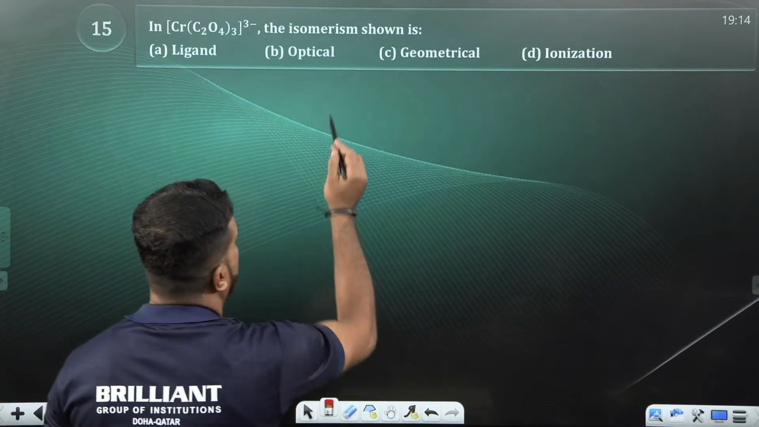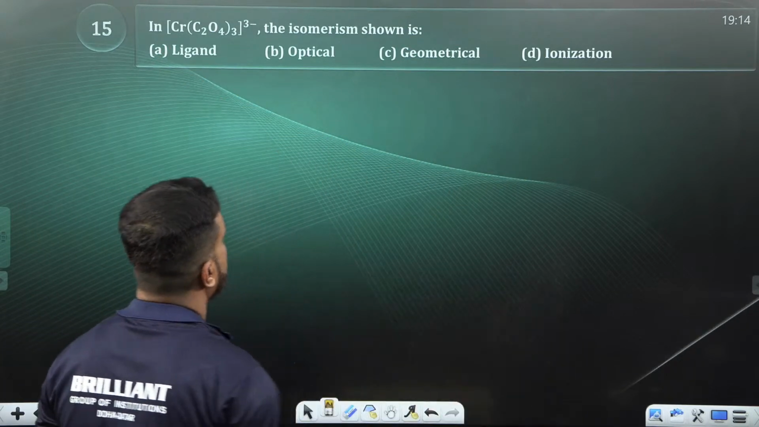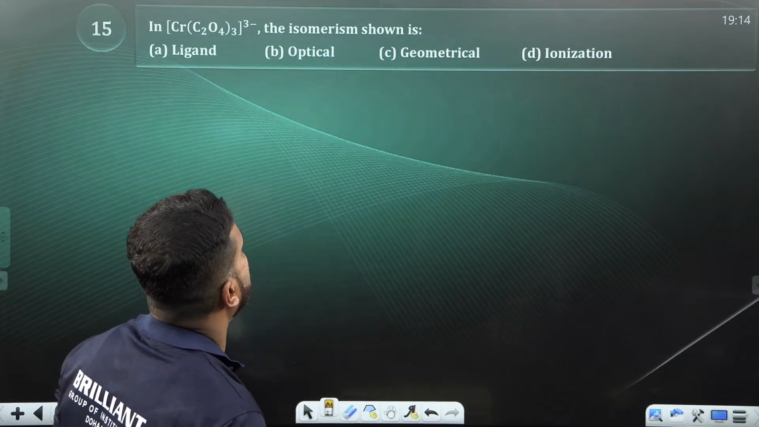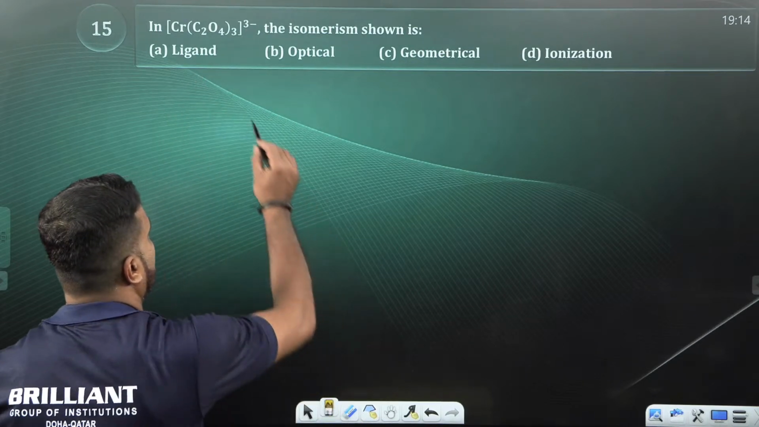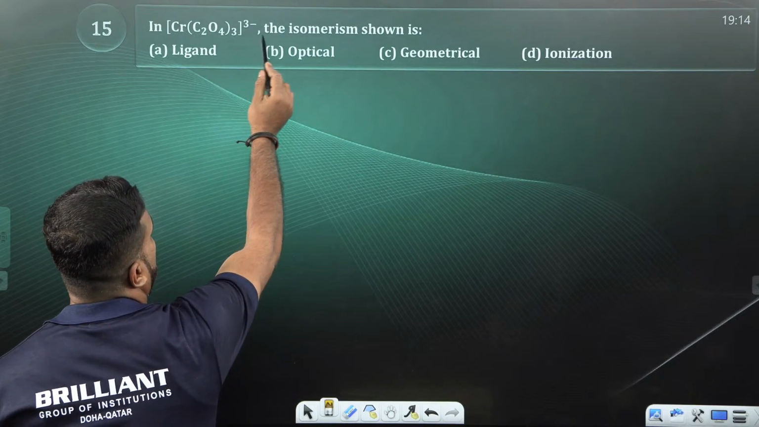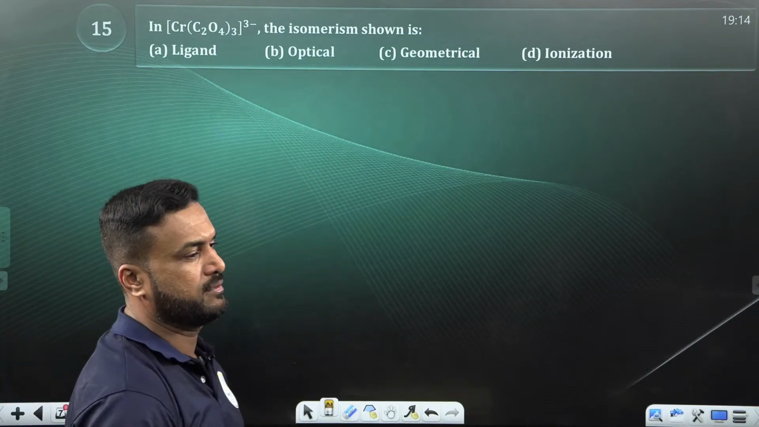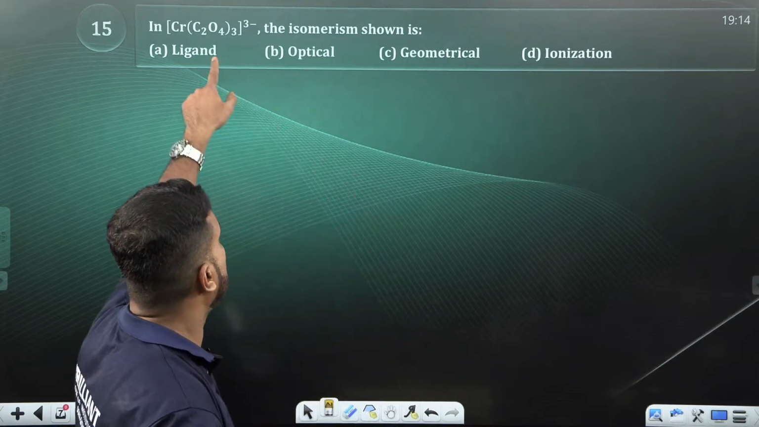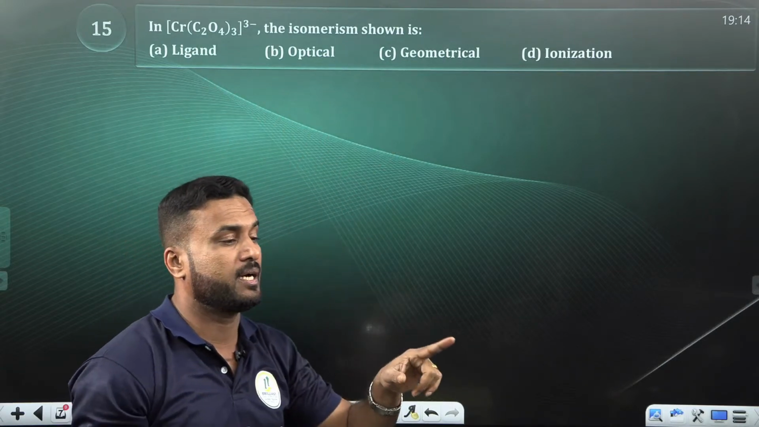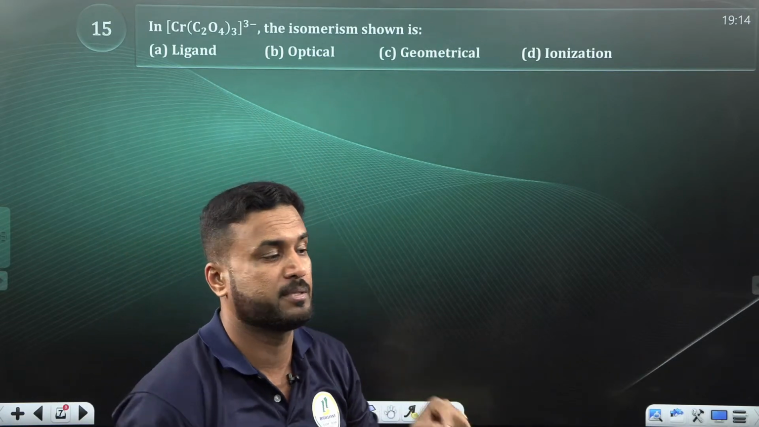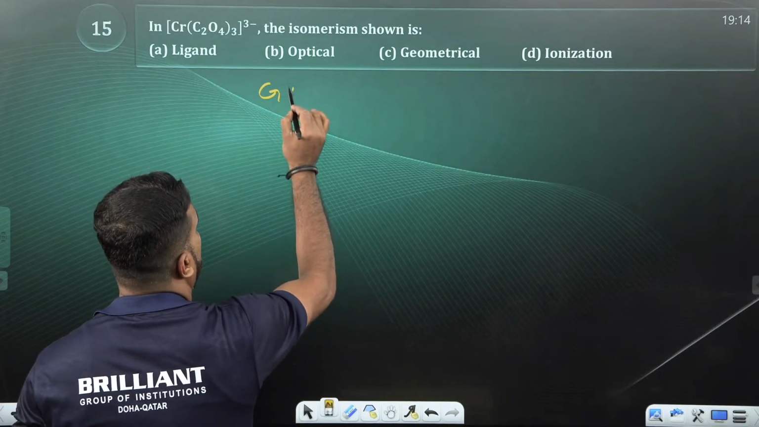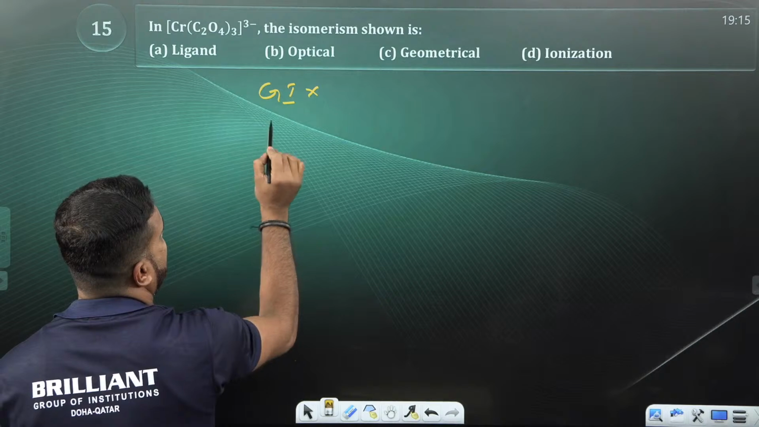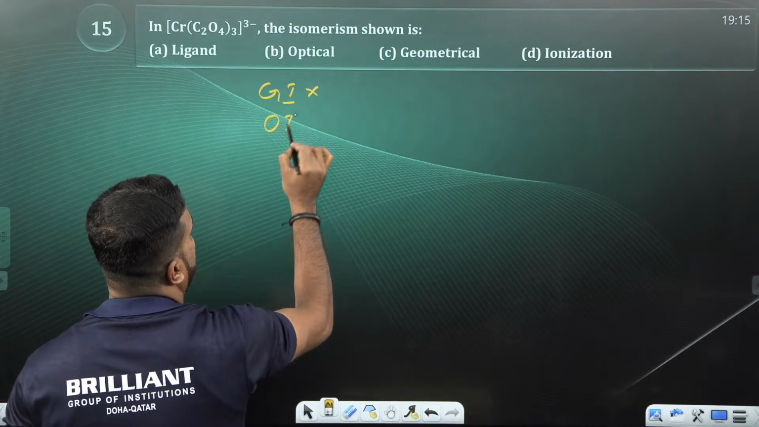We will go to the 15th one. So question number 15 is: in Cr(C2O4)3 3-, where C2O4 is the oxalate ion, the isomerism shown is... It's quite easy, you know it is a homoleptic complex with coordination number 6. So there is no chance for geometrical isomerism. Geometrical isomerism is not there because it's homoleptic. Homoleptic means only one type of ligand. Then after that, optical isomerism will be there.